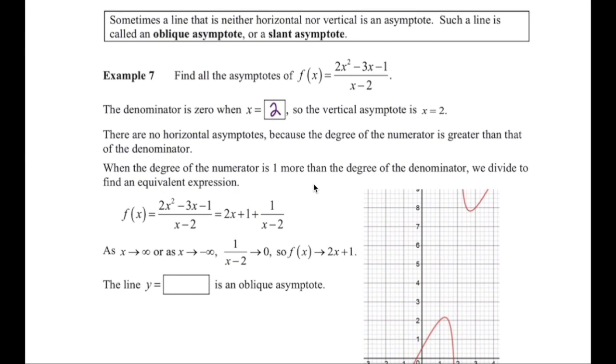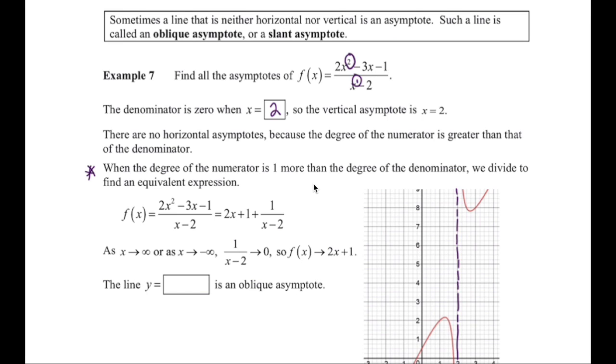So I have the graph listed here below. So here's x equals 2. There are no horizontal asymptotes because when I look at the degree of my numerator over the degree of my denominator, it's bigger on top. But in this particular case, and I want you to star this, when the degree of the numerator is 1 more than the degree of the denominator, so 2 is 1 more than 1, we need to actually divide and find the equivalent expression because this is going to provide us with a slant.